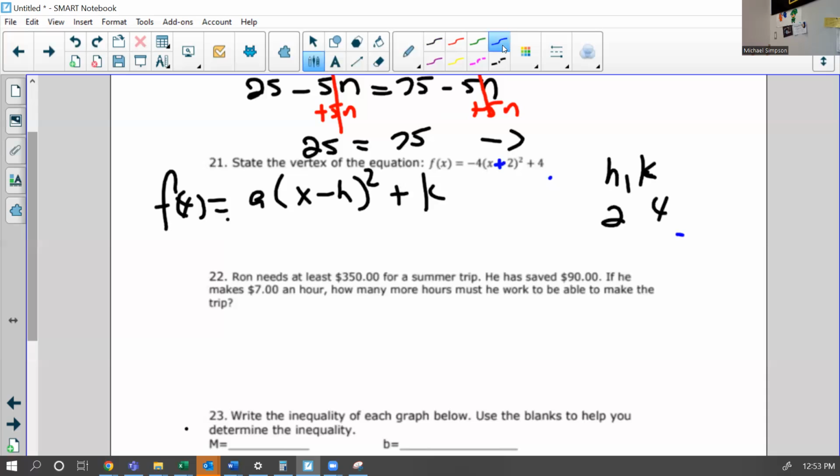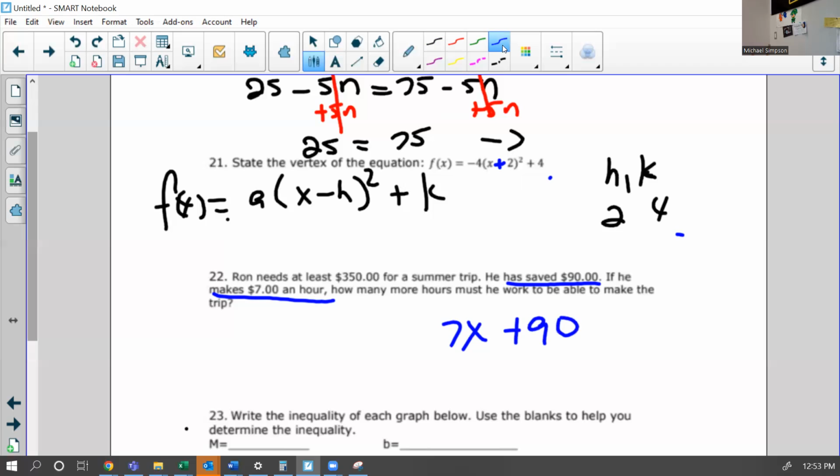22, Ron needs at least $300 for a summer trip, and he has saved $90. If he makes $7 an hour, once you see that, you know you're looking at the rate. And how many hours must he work to make the trip? Well, we know our slope is going to be 7x. And the initial value before you start working is 90.